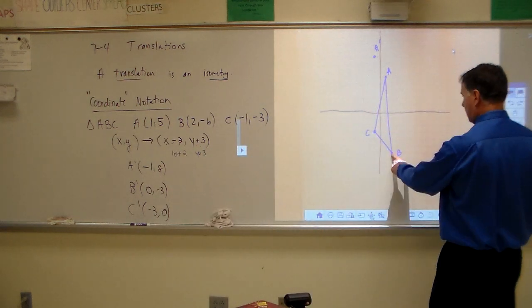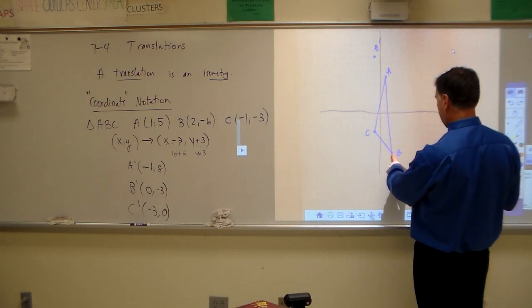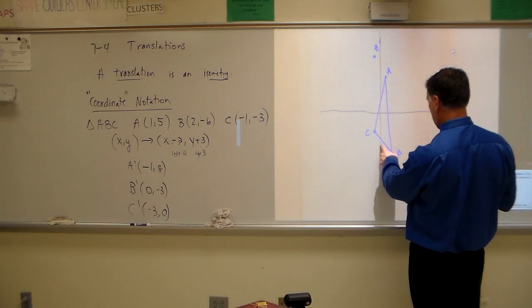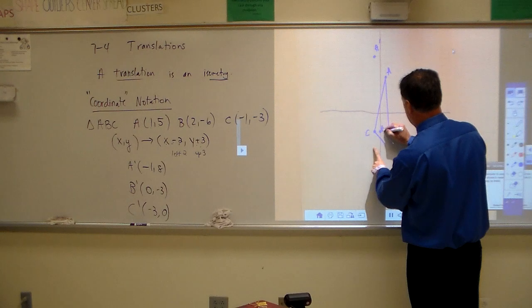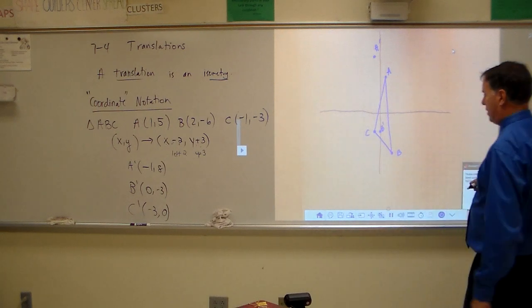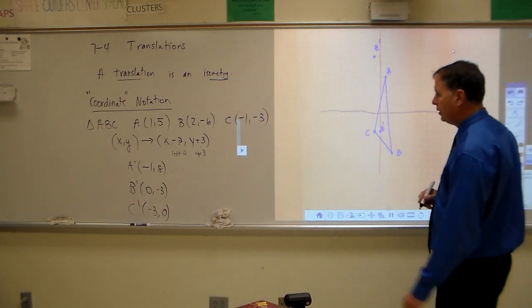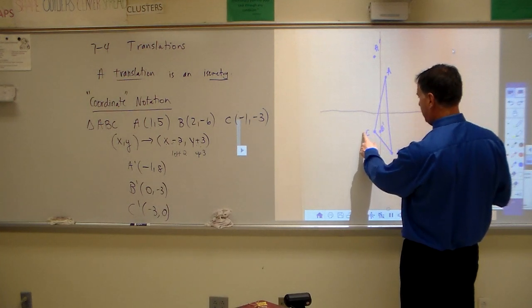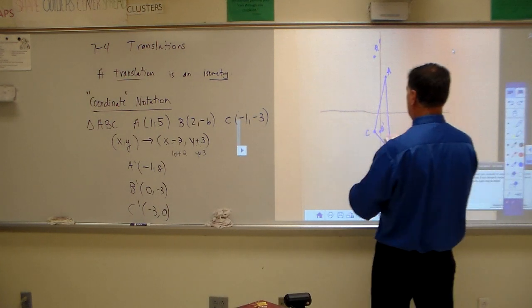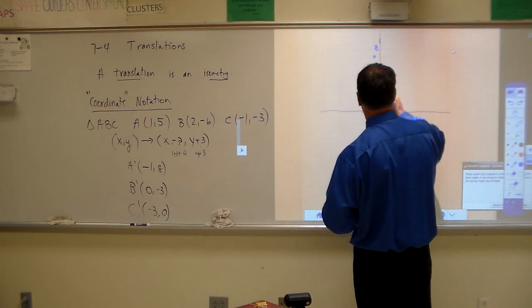Let's go to B and go left 2 and up 3. Left 2, 1, 2, up 3, 1, 2, 3. So there's my B prime. That's 0, negative 3, and it follows what we did. C, left 2, 1, 2, up 3, 1, 2, 3. C prime. Draw your figure.